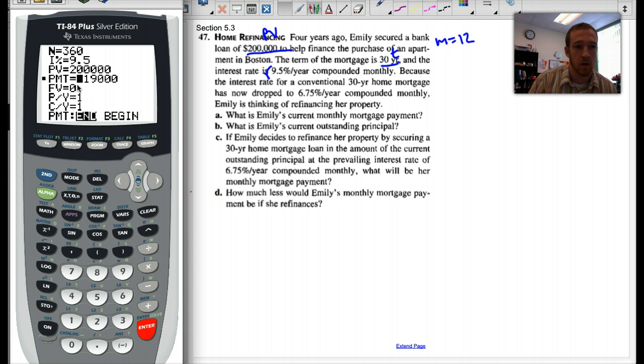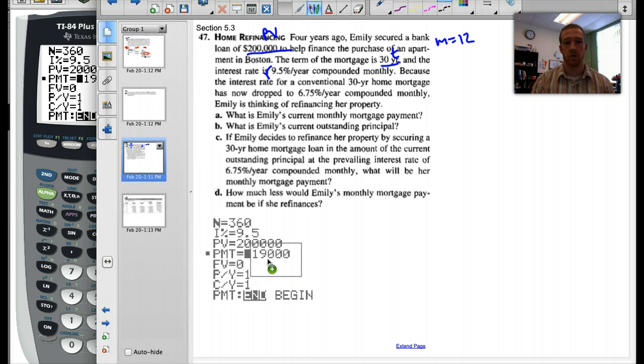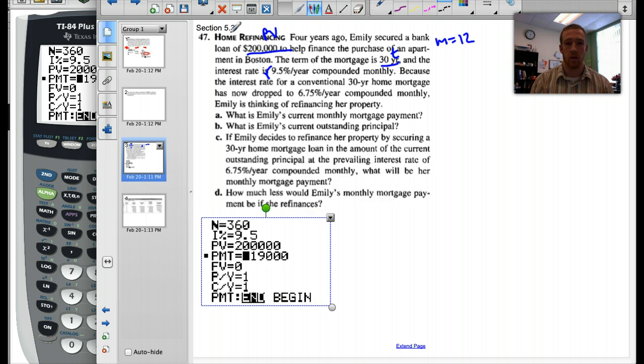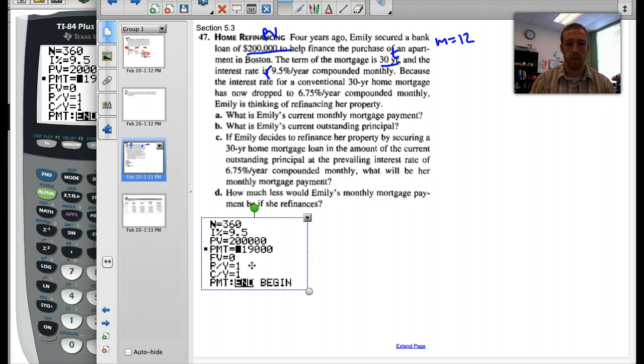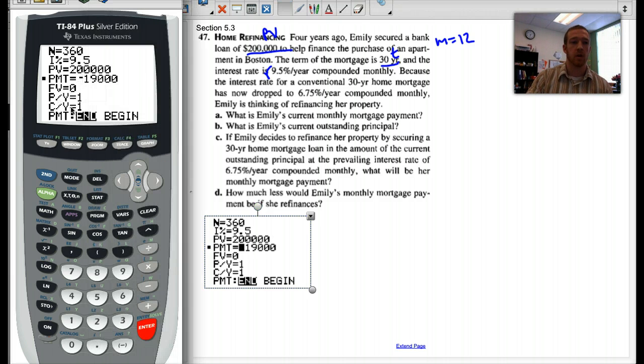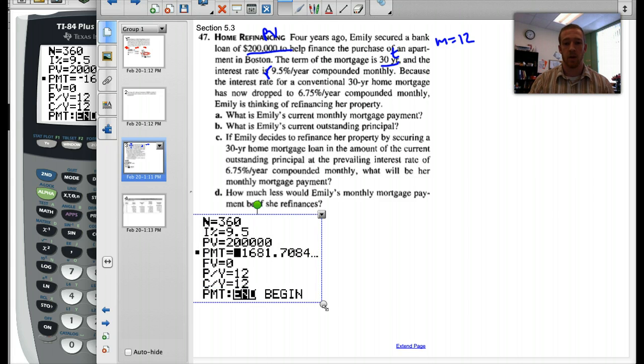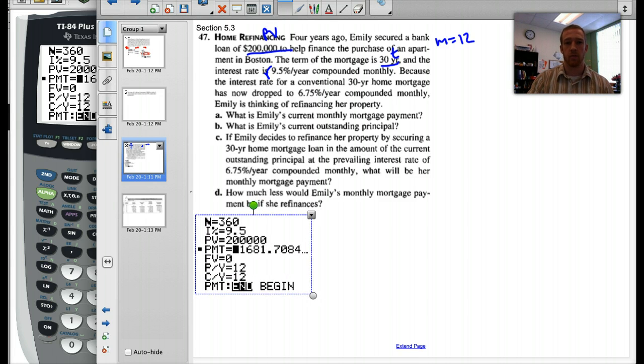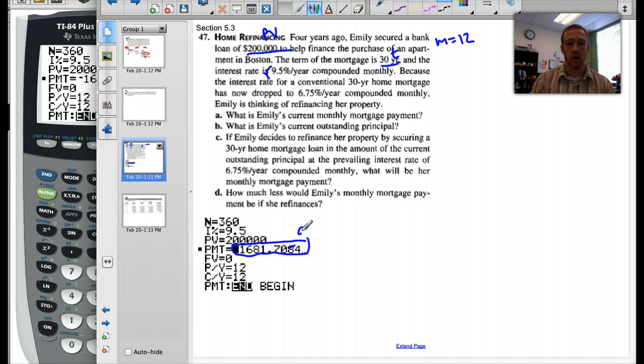So there we go. 30 years, 9.5% interest, and that's going to be 19. Whoa, I definitely messed something up. 19,000 seems like way too high for a mortgage payment. So what did I do? I accidentally left this as a 1. Always be sure to go back and check your answers and make sure they make sense. You should kind of have a ballpark idea of what the answer should be. $1,600. That sounds like a much more doable mortgage. So make sure you're always reevaluating. Does this answer make sense? So this is the answer for part A.